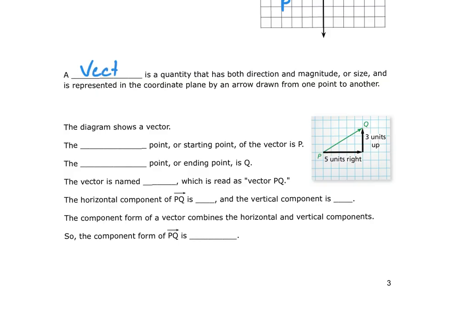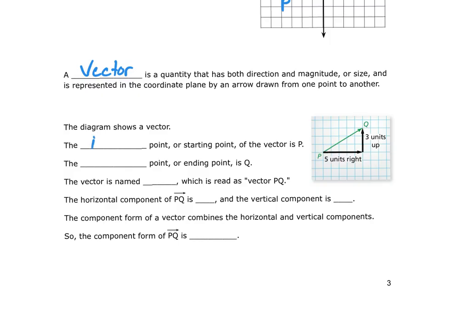Today, and we won't see this a ton throughout the chapter, but we're going to talk about the word vector. Okay, a vector is a quantity that has both direction and magnitude or size. It is represented in the coordinate plane by an arrow drawn from one point to another. So when we do it, in this case here, you can see PQ. It starts at P and ends at Q. The arrow shows the direction that we're moving. This here shows me how far we've moved to get from point P to point Q.